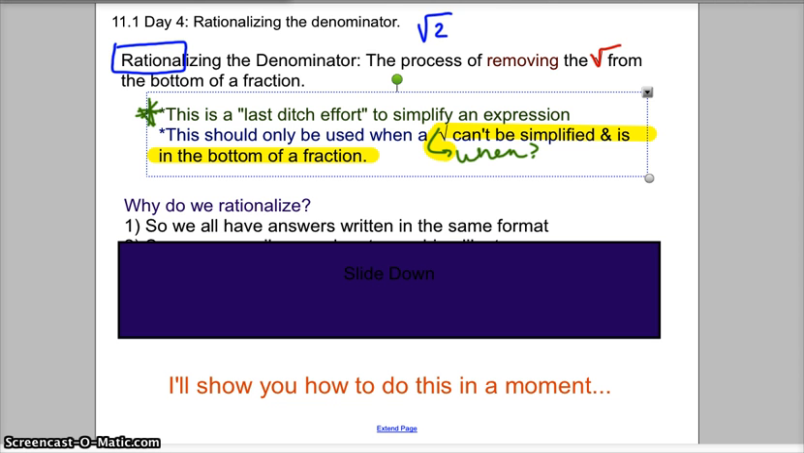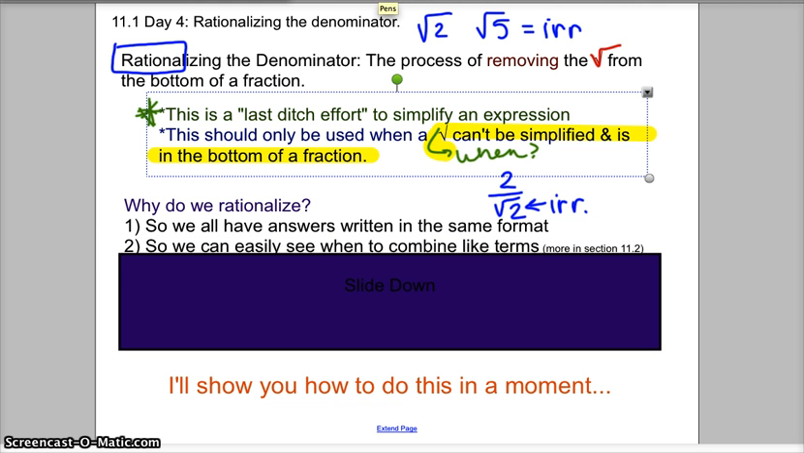Things like the square root of 2, square root of 5, square root of anything not real are referred to as irrational numbers. So when we have a square root in the bottom, this is irrational, and we don't like irrational numbers in the bottom of fractions. So by rationalizing them, we make sure they're all in the same format.